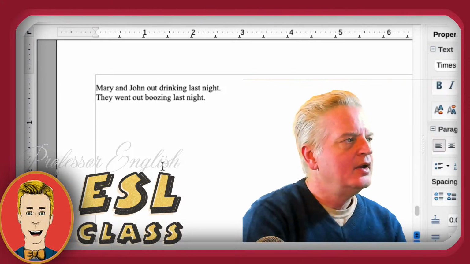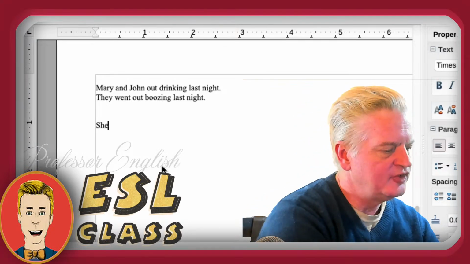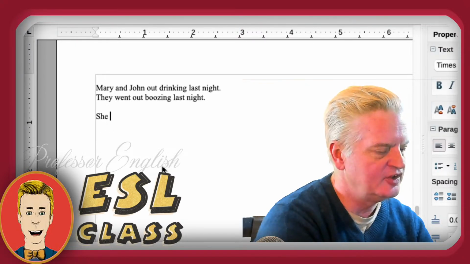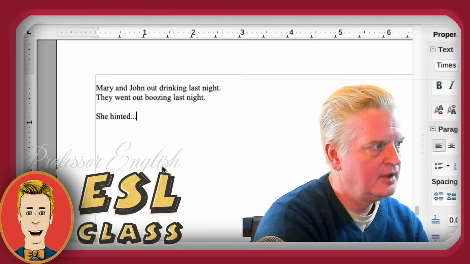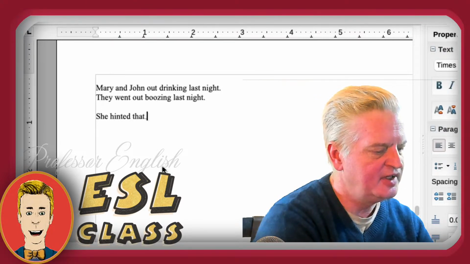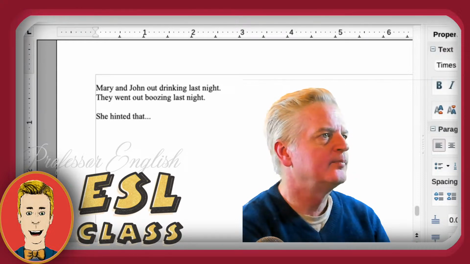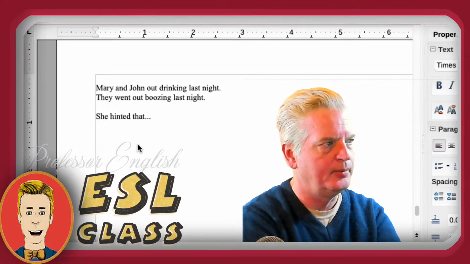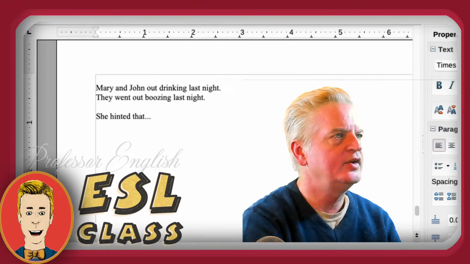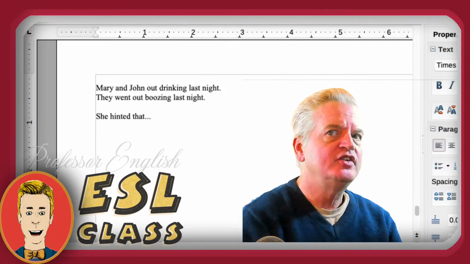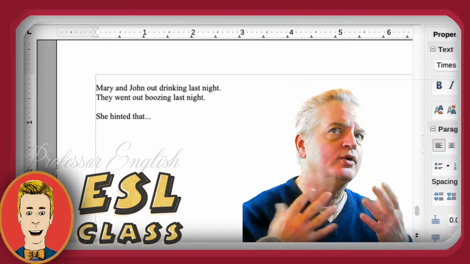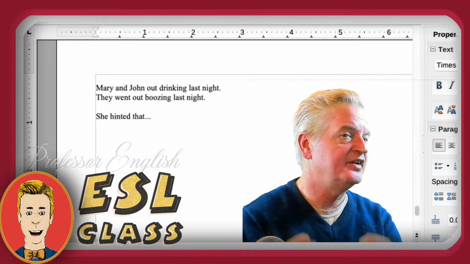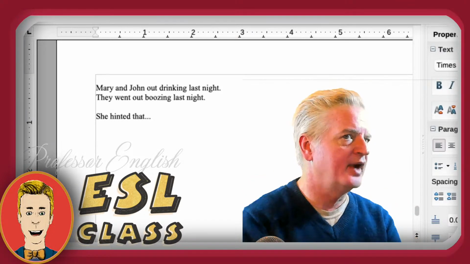Okay. Now, let's change this to reported speech. First, I'm going to put what I want you to use for our reported speech phrase, which is "she hinted that." Do you have any idea what that could mean? Maybe you've seen the word hint before, but maybe not as a verb. A hint is when you try to help someone understand something, not give them the answer, not tell them directly, but tell them indirectly.